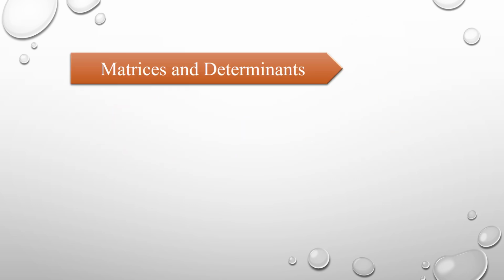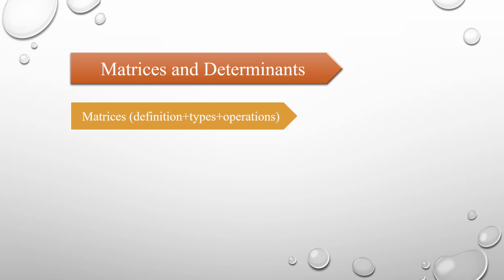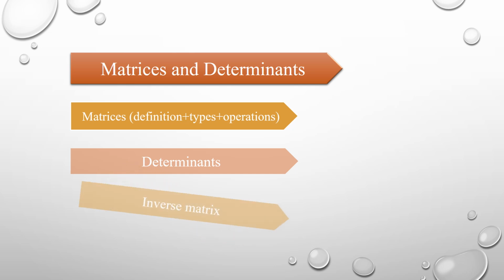In this chapter, we will cover the following topics: matrices, definition, types and operations. Determinants, understanding what determinants are and how to calculate them. Inverse matrix, finding the inverse of a matrix when it exists.